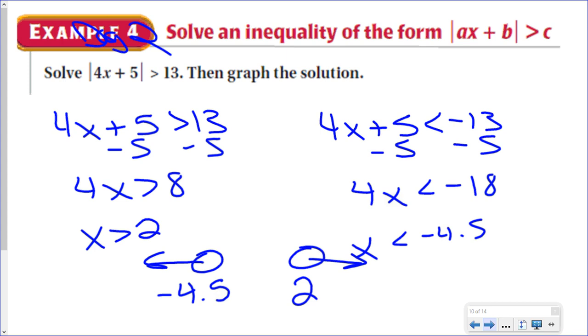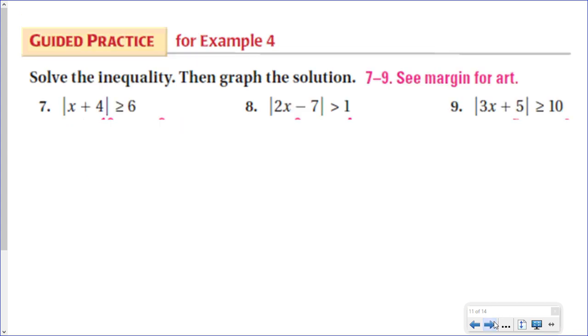So if you need to rewatch this, go ahead and do that. Other than that, here's more practice problems. I am going to speed through one of them just real quick here. Let's speed through number 7 real quick here. Here we go.